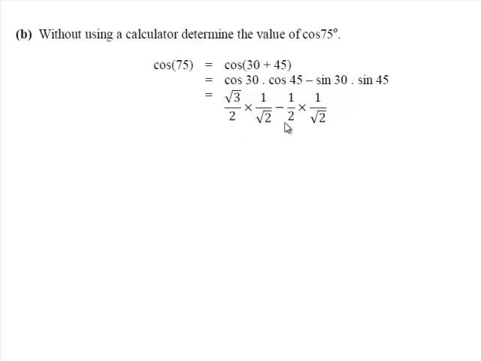We've got a common denominator here of 2 root 2, you see, and we've got root 3 times 1, which is root 3, and we've got 1 times 1, which is 1. So we can put that together, saying root 3 minus 1 over 2 root 2. And that's as far as you can go with this without using some sort of calculator.